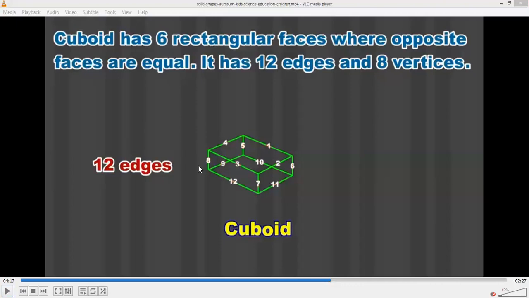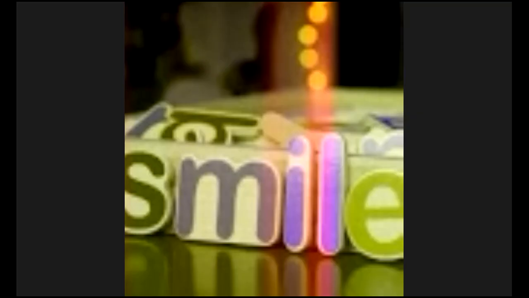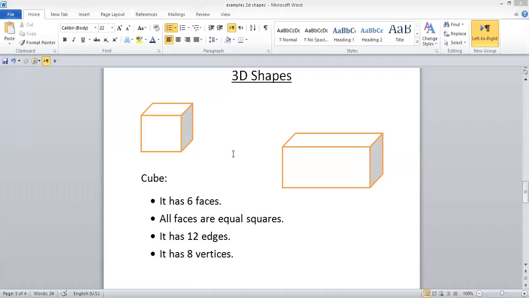Then a cuboid is also having 12 edges, and if we talk about the vertices, it has 8 vertices. Look here. 1, 2, 3, 4, 5, 6, 7, and 8. So there are 8 vertices. So a cuboid is same as a cube. It has the same number of faces, same number of edges, and same number of vertices. But not all faces are equal squares. Some of the faces are rectangles.